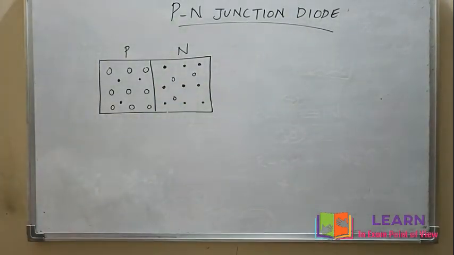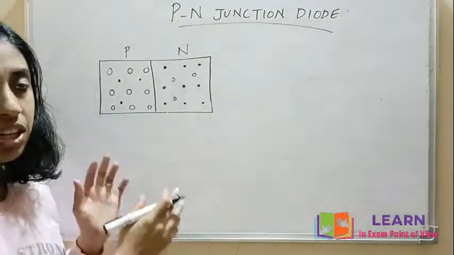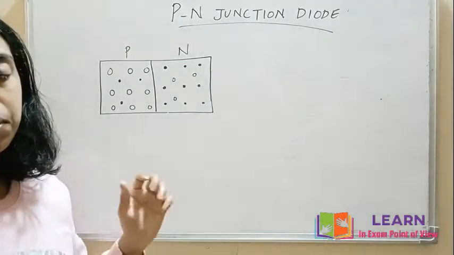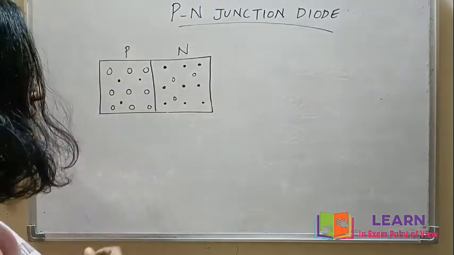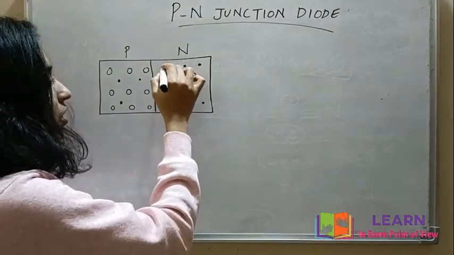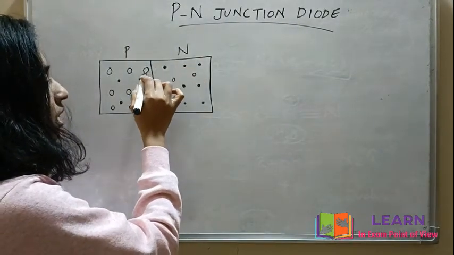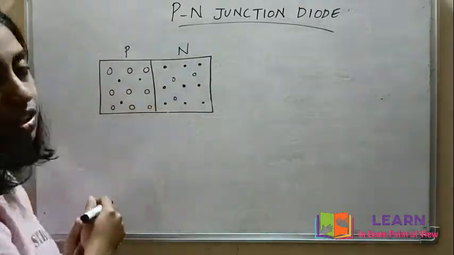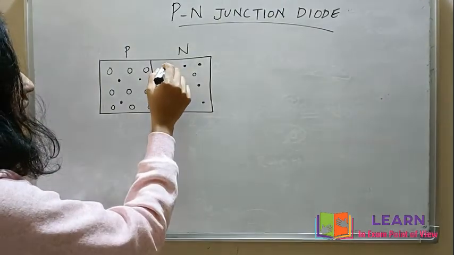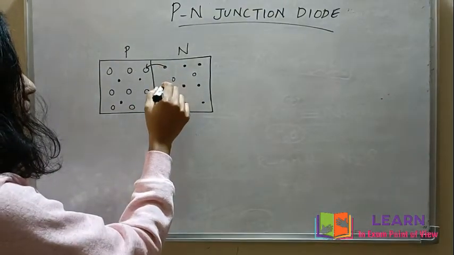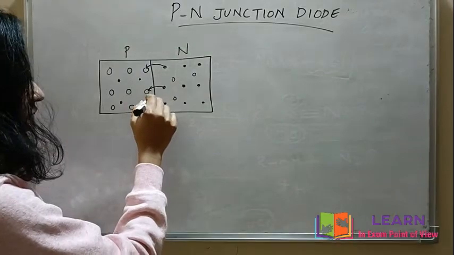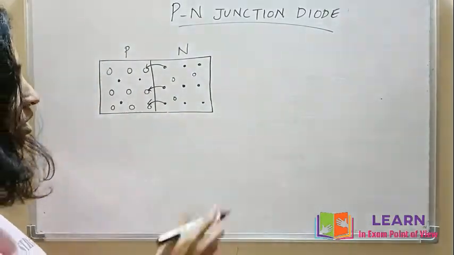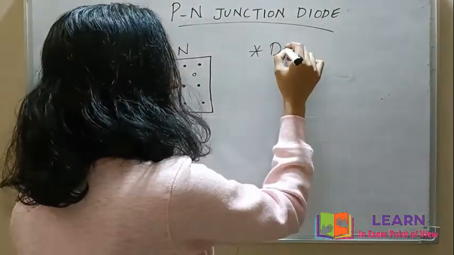So what happens first? Now this is the PN junction diode formation. P-type and N-type joining together, you will get a PN junction diode. Here holes are there, here electrons are there. So both have an attraction, right? The electrons will go to these holes. Electrons will diffuse to those holes. So the first process happening is called diffusion.